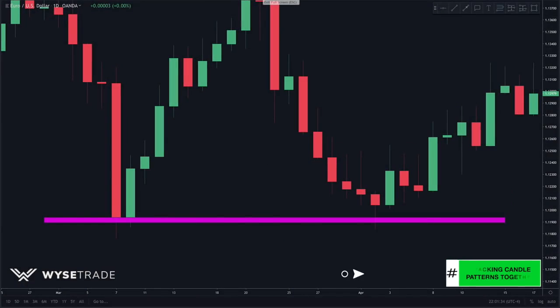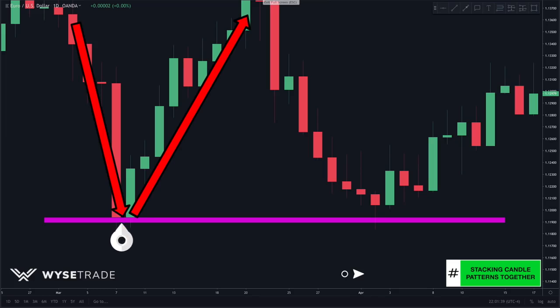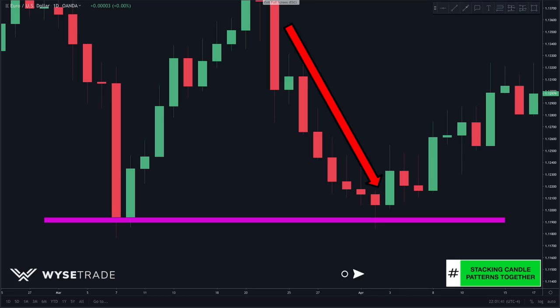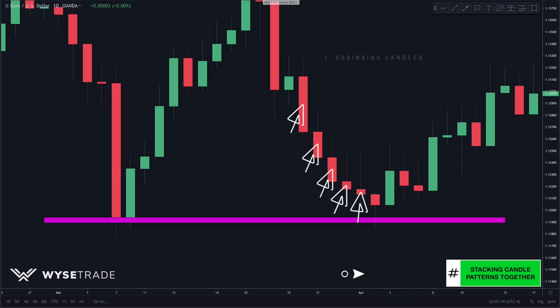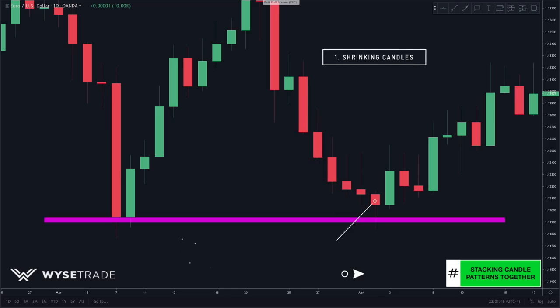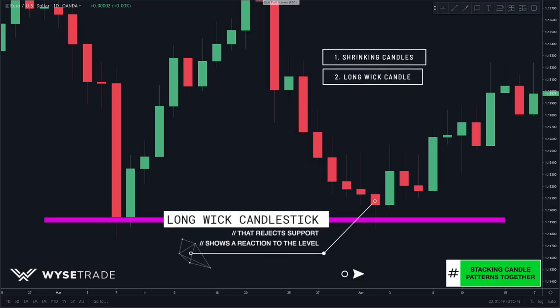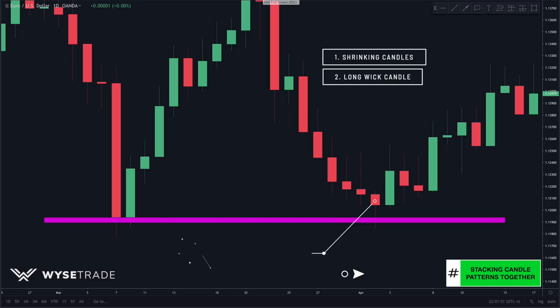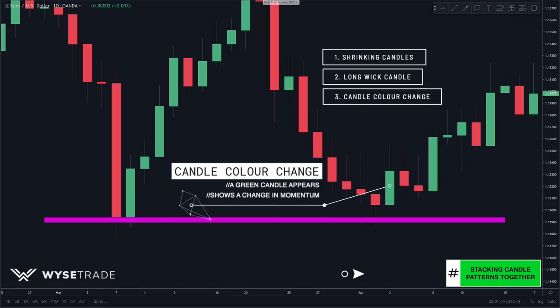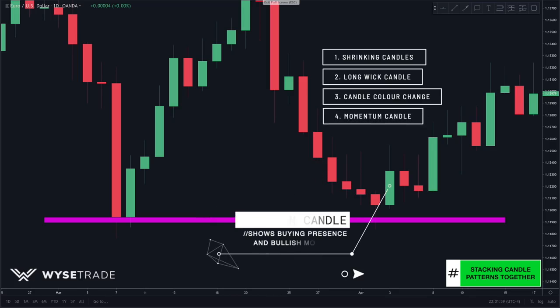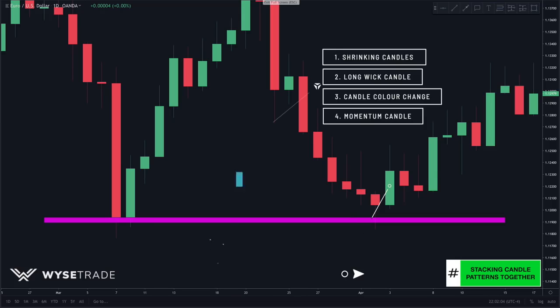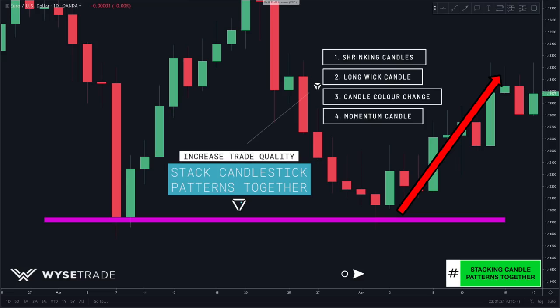So here's the euro dollar. You look left and notice price came down, hit and reversed, giving you a level of support. As price came back down, you first had momentum loss through shrinking candles. Second, we had a long wick candle rejection of support. And third, a green candle finally appears after consecutive red candles. And this is also a bullish momentum candle, which confirms that buyers were actually stepping in. Again, notice how we stacked multiple candlestick patterns together to improve trade quality. So moving on.